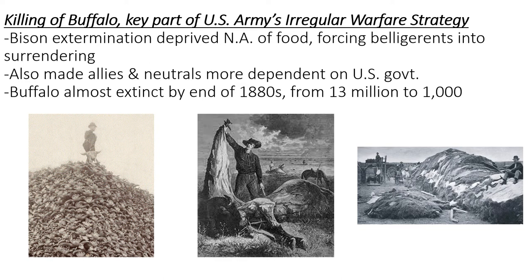Part of attacking economic production of Native Americans involved the killing of the buffalo. The buffalo were a key part, an essential part really, of Native American foodways and their food supplies in the Great Plains. And the U.S. quickly understood that, and they continued a policy of extermination of the buffalo that deprived Native Americans of food. And this was done to force belligerent Native Americans into surrendering. Also, it would have made allied Native Americans, and even neutral Native Americans, much more dependent on the U.S. government and much less likely to rise up against the United States in the future.